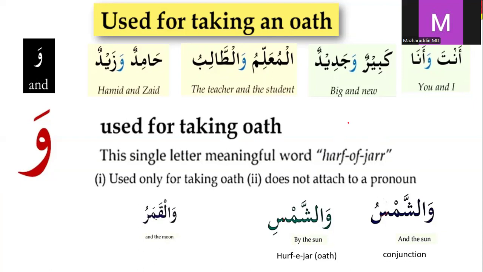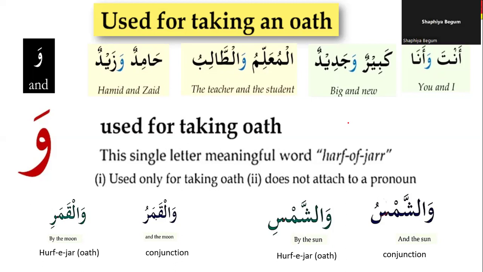Wal-qamaru, and the moon. Why? Because there is no change in the noun. So it is conjunction, and the moon. But wal-qamari, by the moon, that means this is waw qasamiyya, harf jar, that is oath. Why are we calling it harf jar here? Because the noun which comes after waw is in the majroor state.